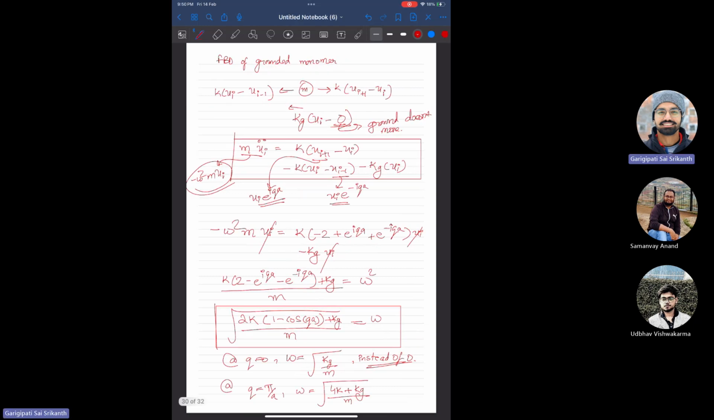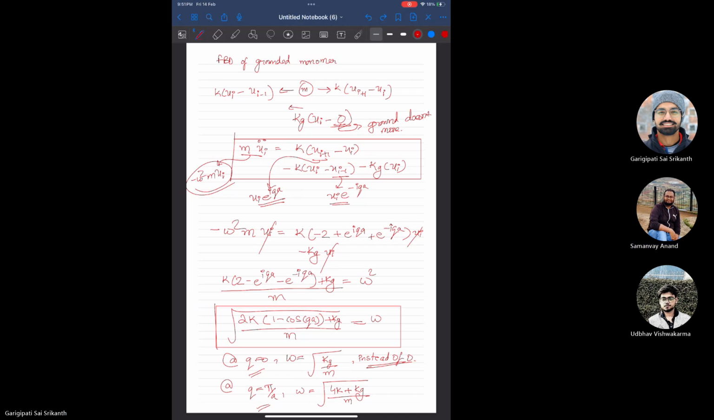So if you plot the effect, this is the calculation for it. At q equal to 0 and at q equal to pi by a, if you see, at both places you have a plus kg by m term added here as well as here, right? So at q equal to 0, omega should be 0 for the acoustic mode normally, right?